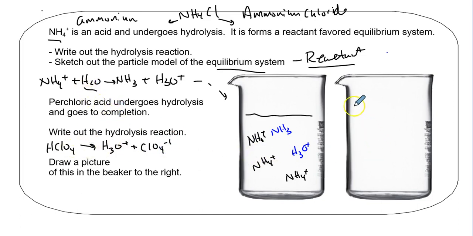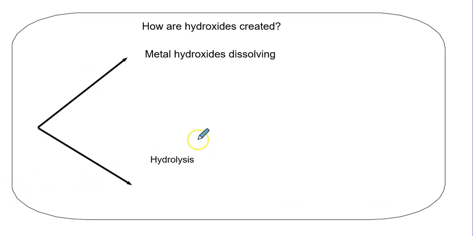And therefore, let's draw that out. Now, because it goes to completion, means there's no reactant left. So it's just going to be H3O plus and ClO4 minus. And the more you drew, the more concentrated it would just be getting. Draw a picture to the right did that. Interesting. Okay, good. Next one.